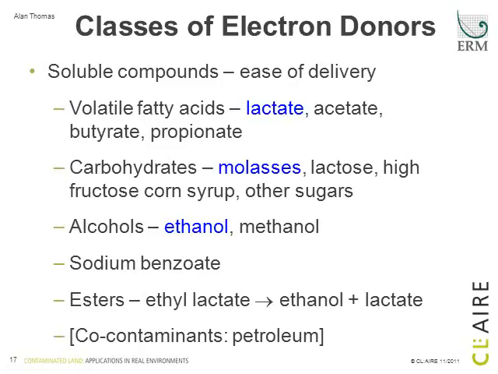Basically, they're classed in a number of ways. There's a range of soluble compounds, and the benefits of those, I guess, are ease of delivery in terms of injection into the subsurface. They can include a range of volatile fatty acids, things like lactate. They can include soluble carbohydrates, things like molasses. Alcohols have been used, including ethanol, and you can see a whole range of other soluble compounds there.